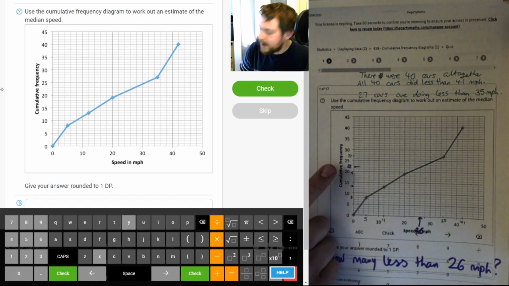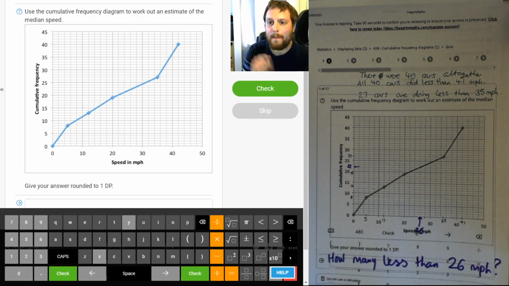So this answer of 22 is our best guess. It's an estimate. And that's why it uses the word estimate in the question. We are going to estimate the median.